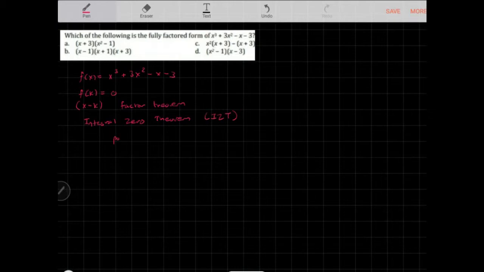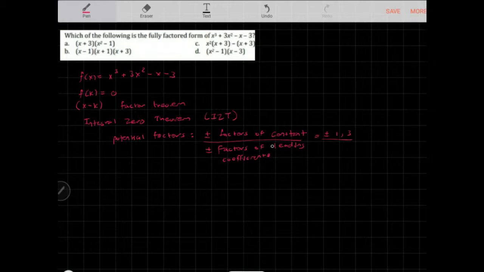The integral zero theorem tells us that some of the potential factors that you could expect are plus or minus the factors of the constant over plus or minus the factors of the leading coefficient. Our constant value here is -3, so some of our values are plus or minus 1 and 3, and the leading coefficient here is plus or minus 1. Okay, so this is a degree of 3.